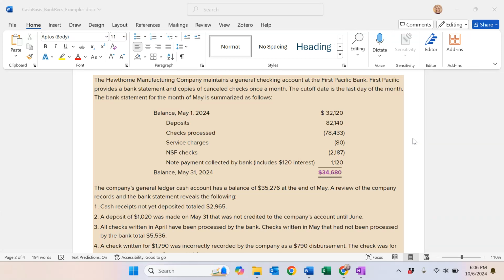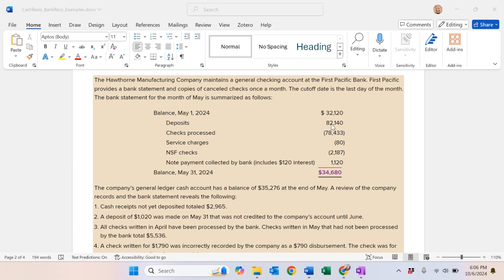Let's take a look at a bank reconciliation example. Hawthorne Manufacturing Company has a checking account at First Pacific Bank. The bank provides the bank statement, and we have the following information. This is the first time that the company is seeing some items such as service charges, NSF checks, and the note that was collected directly by the bank, including the interest.